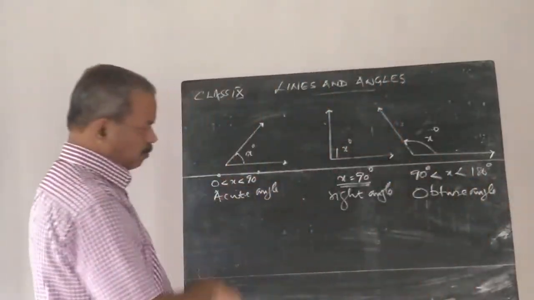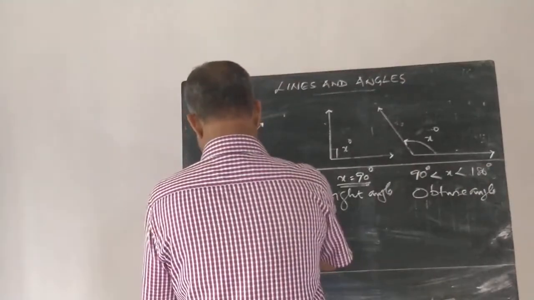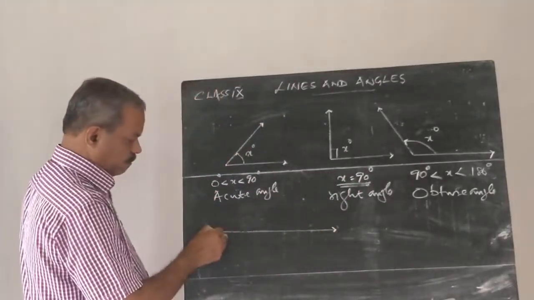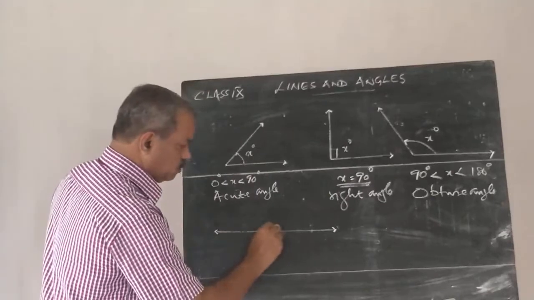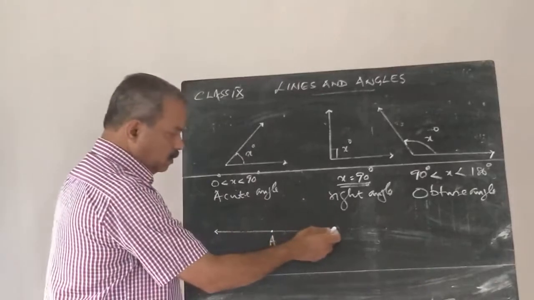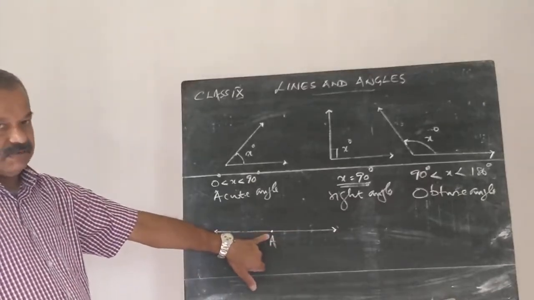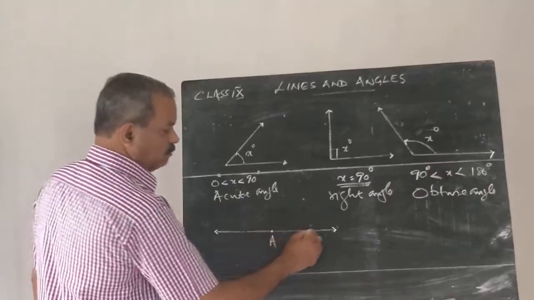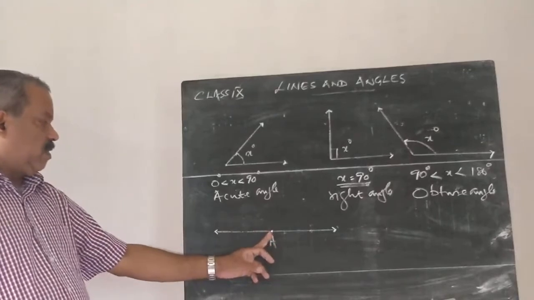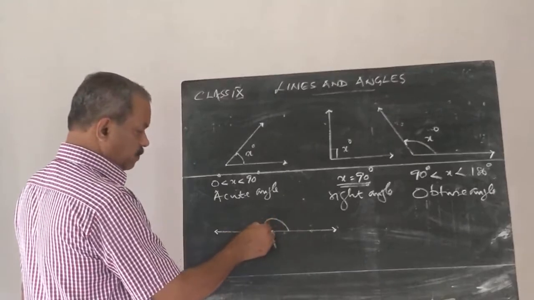Obtuse angle. And we can consider the angle made by a line with common point A. Here, what is the vertex of this angle? We can consider A as the vertex. What are the arms? The first arm from A towards the right, and the second arm from A towards the left. That is complete in this way.